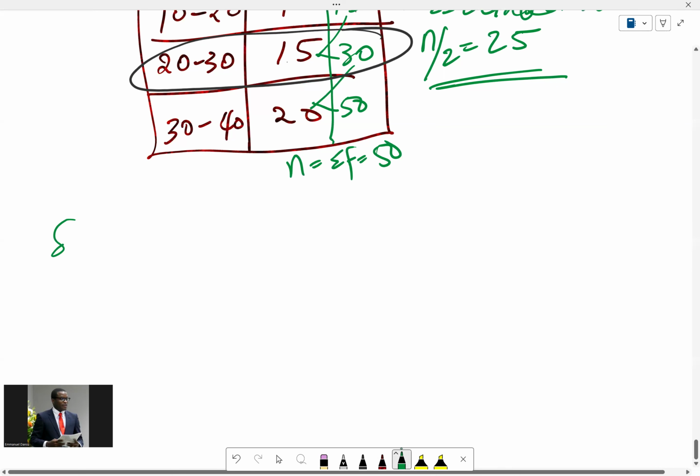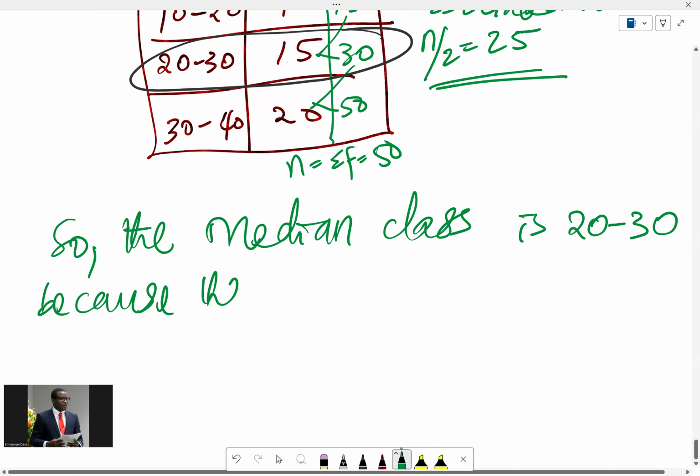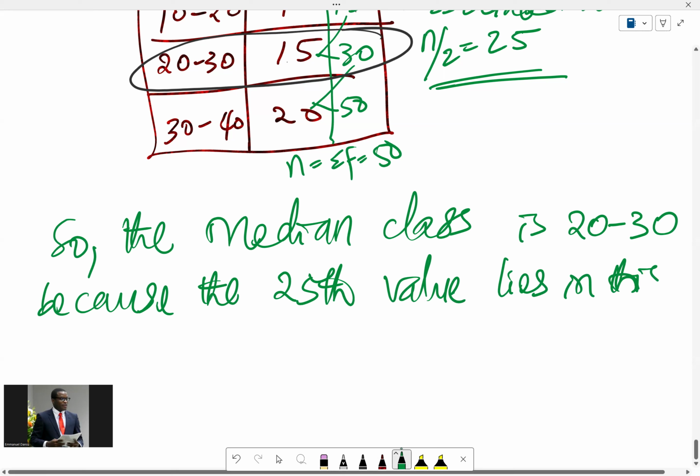So we can say the median class is 20 to 30 because the 25th value, that is based on N over 2 now, lies in this interval. That's why 20 to 30 is the median class.